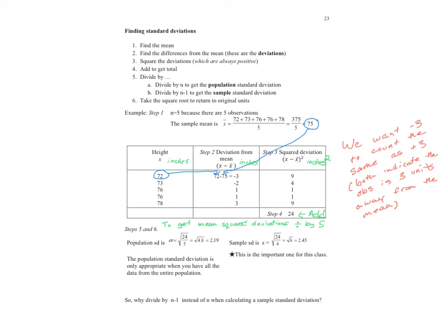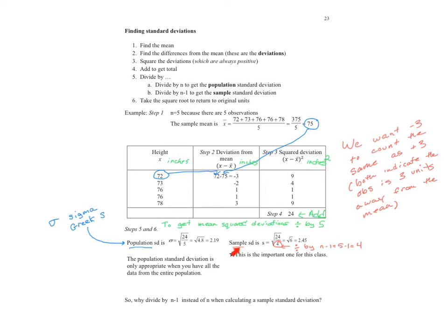So to get back to inches, we're going to take the square root of that 24 divided by 5 calculation. This symbol here is sigma. It's a Greek letter, the Greek lowercase s, and that is our symbol for the population standard deviation. That's one of our words from the previous page that we defined. So sigma, the population standard deviation, is the square root of 24 divided by 5, which gives us 2.19.